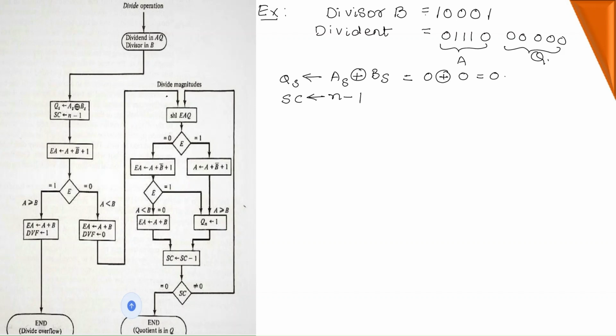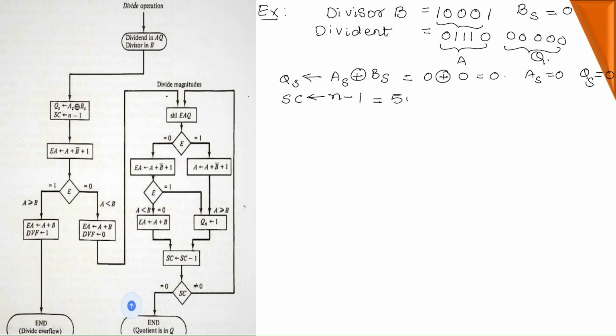Here, BS stores the sign bit of the divisor, which is 0, and AS stores the sign bit of the dividend. So all are positive. The sequence counter is initialized to n minus 1, which represents the number of bits of the divisor without the sign bit. Without the sign bit, how many bits does the divisor have? 5 bits. So it is initialized to the value 5.